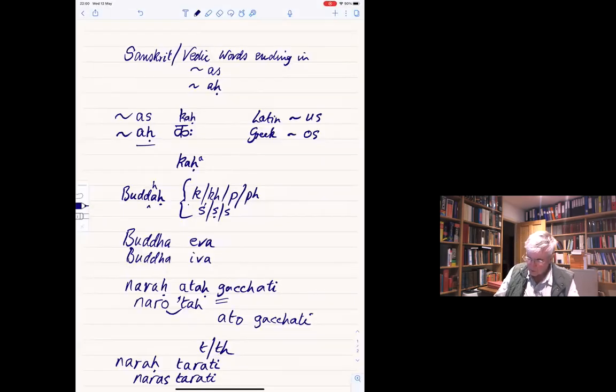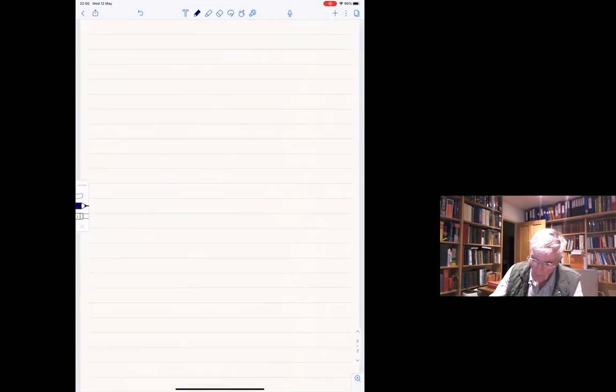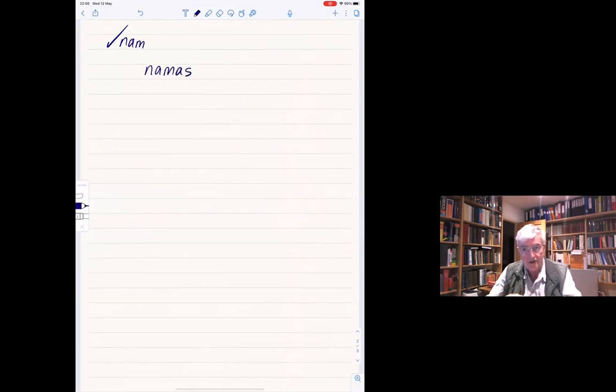And I'll give you a couple more examples. From the root nam, we have the word namas. By the way, this -as ending here isn't the nominative masculine singular ending. This is a stem ending. The stem form of the word ends in -as, so namas.